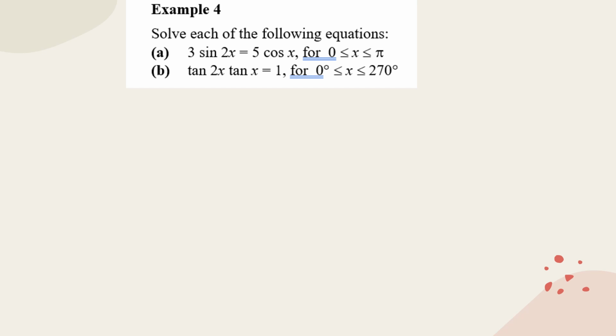All right, let's use the double angle formula to solve some trigo equations. Let's look at part A. So what is the double angle formula for sine 2x? Yes, it will be 2 sine x cos x. And that will give us 6 sine x cos x.